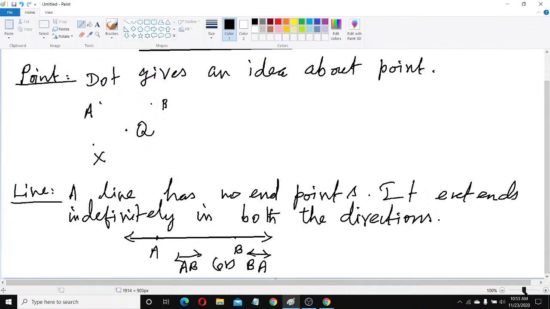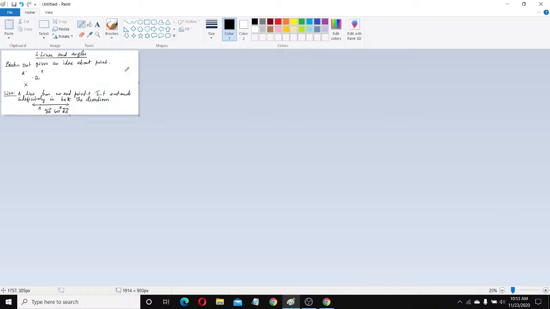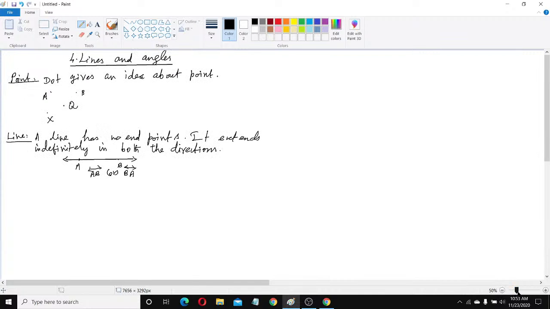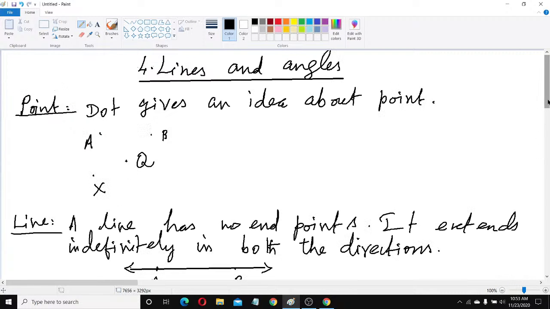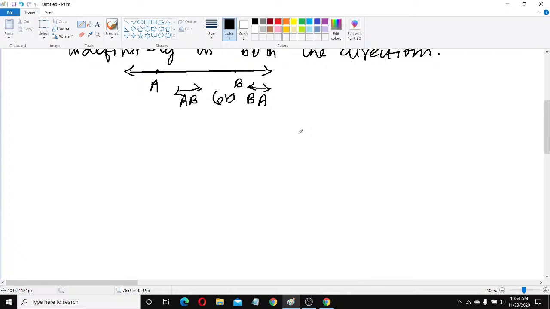How do we name the line? By marking 2 points on the line. You have to mark 2 points on the line and you have to name it. You have to use capital letters, children. Here I mark the points A and B. So how do we name this line? AB line or BA line.